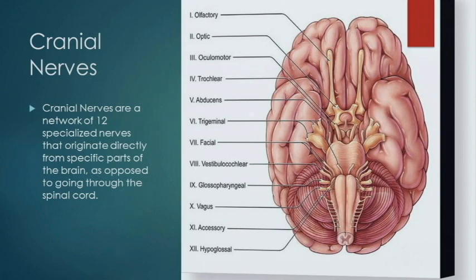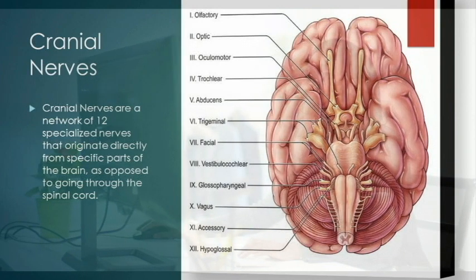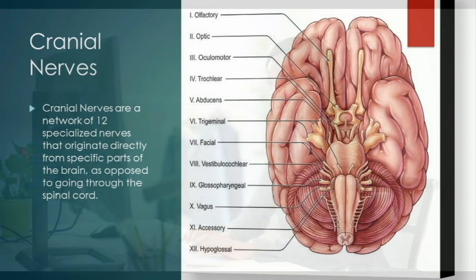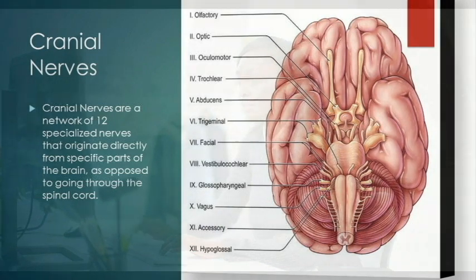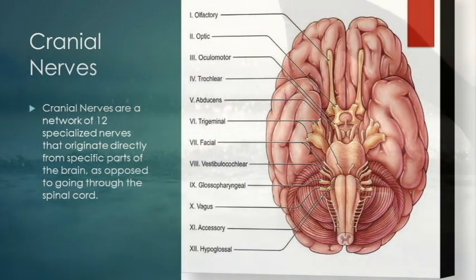Then we have the optic nerve, which is cranial nerve 2, and again, that's a sensory nerve, and it carries visual information from the retina of the eye to the brain, allowing us to perceive and interpret our visual stimuli. Then there is the oculomotor nerve, which is cranial nerve 3, and this is a motor nerve, and it controls the movement of the eye muscles, responsible for things like eye movement, pupil constriction, and lens accommodation.